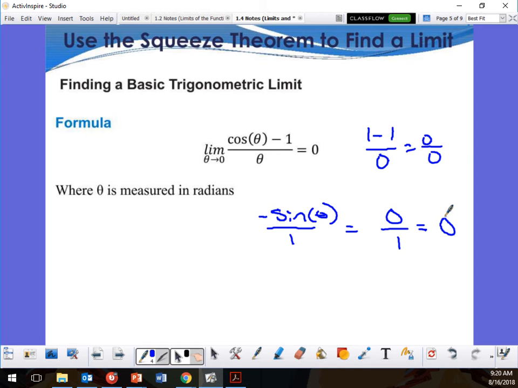You are the negative 1. All right. It makes sense though, right? So this is a rule that you can always use. You don't have to do the math on it every time. The limit as theta approaches 0 of (cosine theta minus 1) over theta is always going to be 0. Okay?